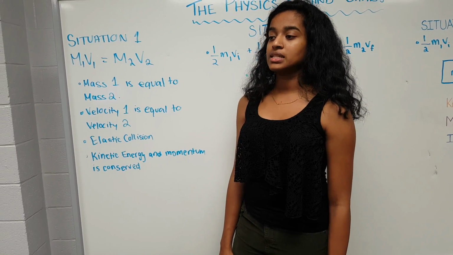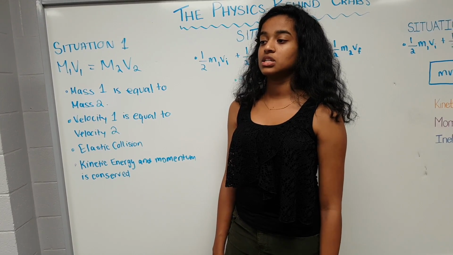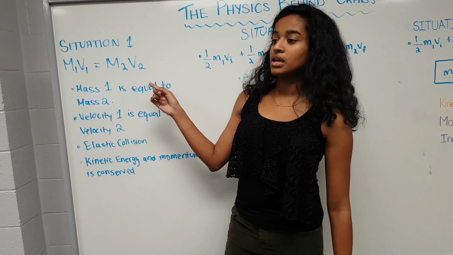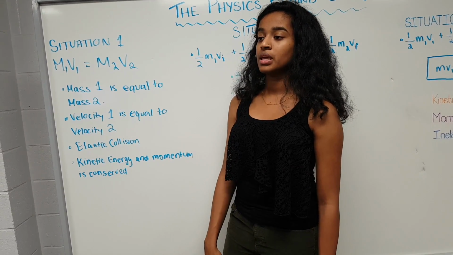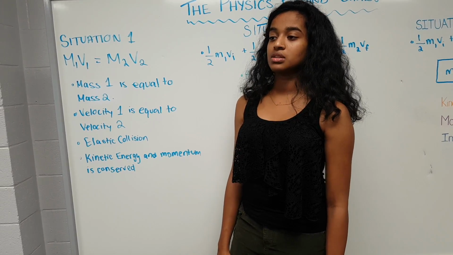This results in an elastic collision because both the pool balls have equal masses, in which kinetic energy and momentum are conserved. This is governed by the equation m1v1 equals m2v2, where both the left side and the right side of the equation are equal. This situation is similar to that of the pendulum, in which energy and momentum are always conserved.